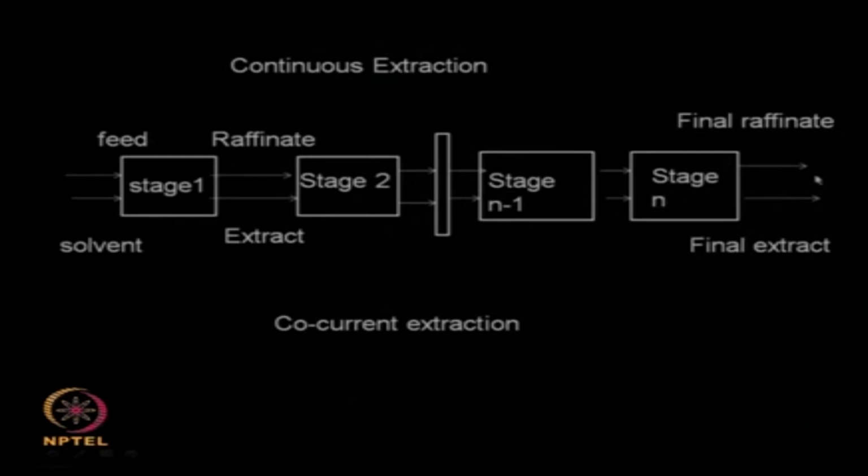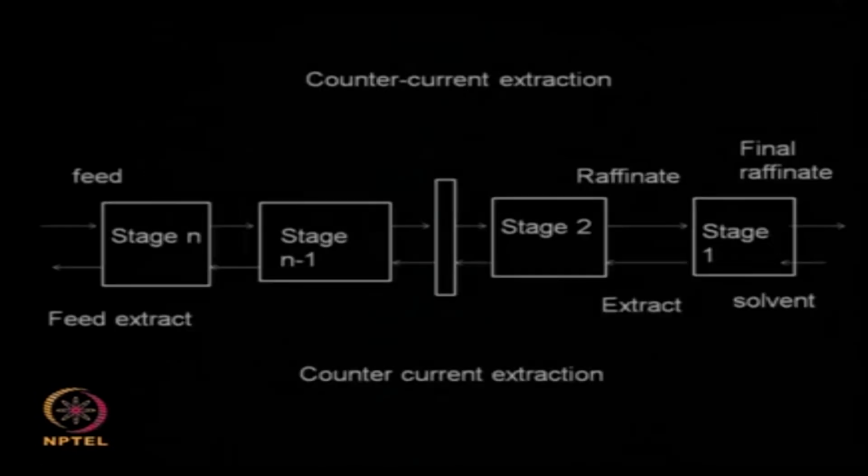So you have finally a raffinate starting from a feed, and then you have a final extract. So the same solvent is flowing in all the stages, extracting the solute at each stage. So you are not adding any extra solvent, so the solvent usage is not very high. That is the main advantage of these types of designs.